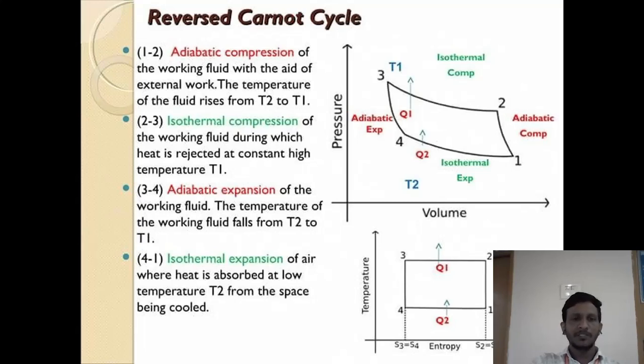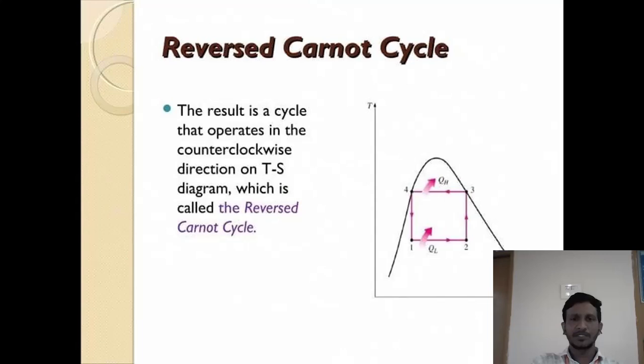The last process is isothermal expansion. Here the temperature is kept constant, but we are absorbing heat from the cold medium, and that is rejected to the hot medium through the condensation process or adiabatic compression process. The result is a cycle that operates in the counter-clockwise direction on the TS diagram, which is called the reversed Carnot cycle. The diagram shows the reversed Carnot cycle on the TS diagram in the anti-clockwise direction of the flow process.